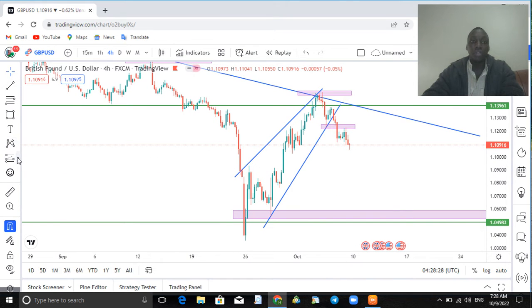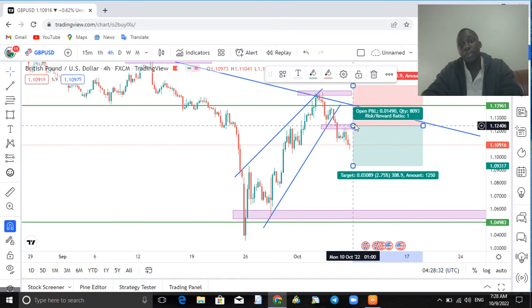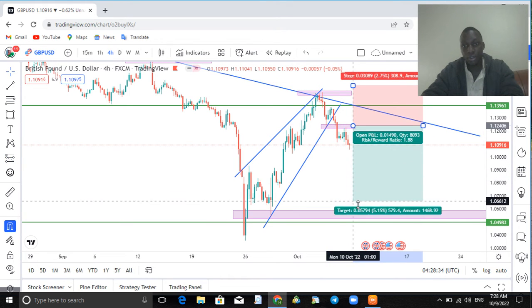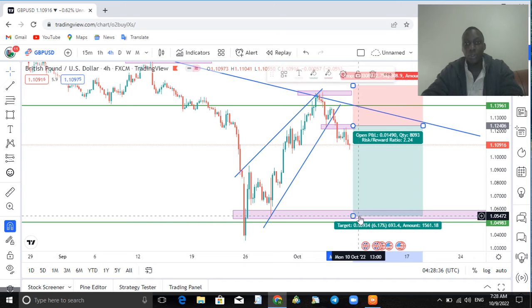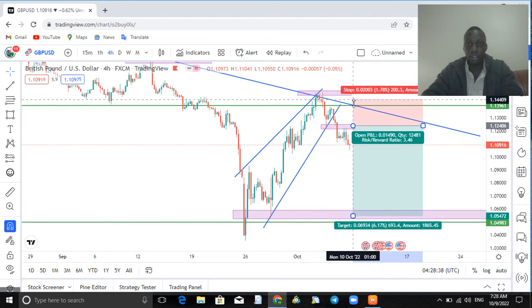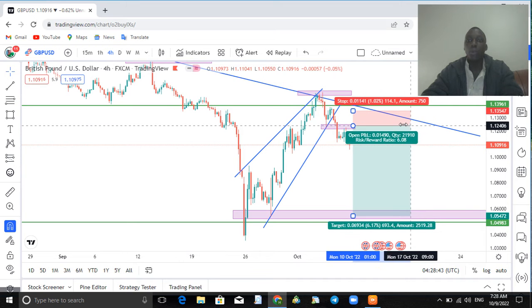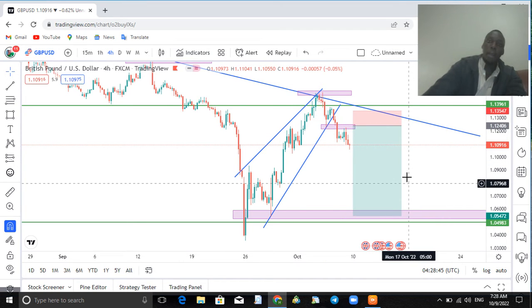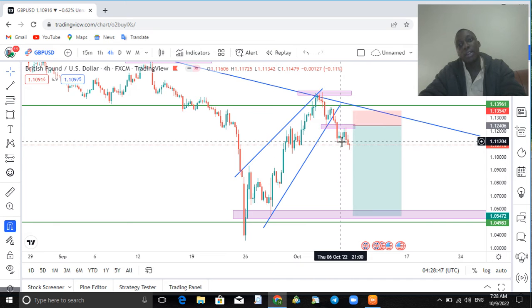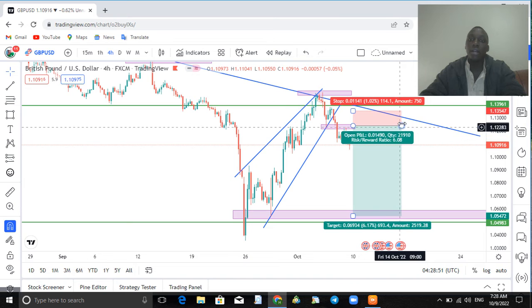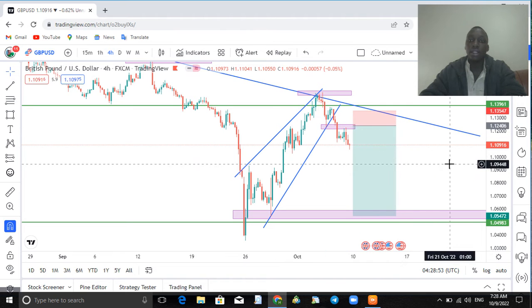Now for GBPUSD, I think the perfect entry was on Friday. By the time the market closed, for those who entered with a sell, I think their positions are still running. Why? It's when we had a perfect entry. But we can see that we had another correction. On this correction, it was a little bit like a flag. So that was our second entry.